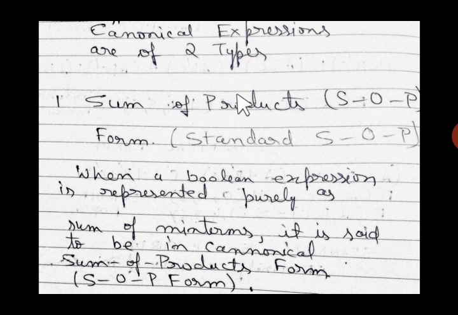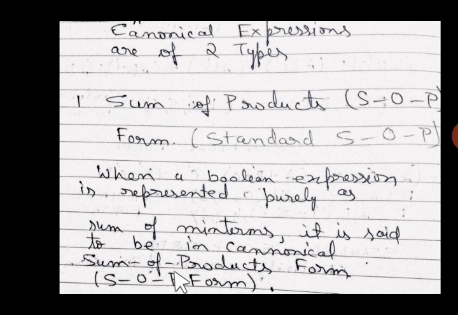First is sum of products, in short called SOP, and a better term, if I use that, will be standard sum of product, because later it's going to be reduced also. Okay, so it's a standard sum of product expression or form. Now when a Boolean expression is represented purely as the sum of minterms, remember this is a very very important thing, purely sum of minterms, it is said to be in canonical sum of products form or SOP form. Okay, it's a standard sum of products form.